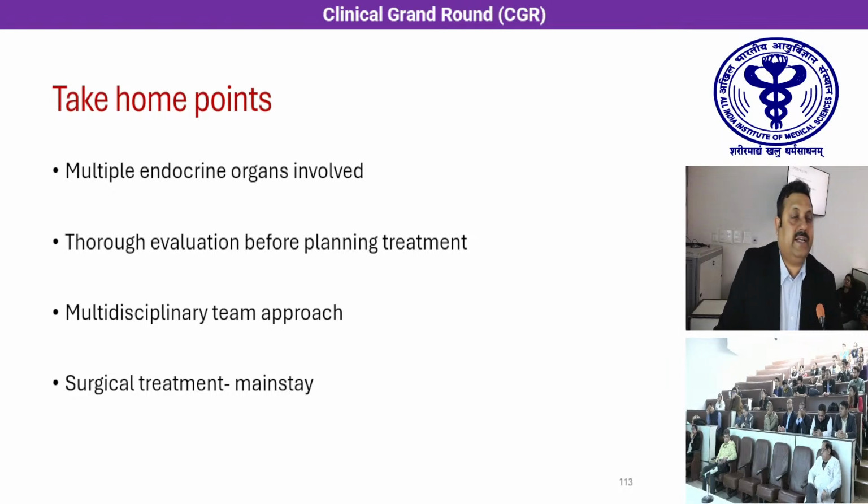So the key is a multidisciplinary team approach, and follow-up is again very important, because as it is an inherited condition, we tend to get more patients in the same family. So we need to educate them about this inherited condition and get the entire family screened and treated.